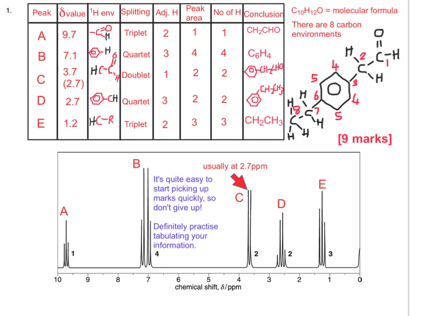So the 2 bits of advice I might pass on would be, first of all, it's quite easy to start picking up marks quickly, so please don't give up even though it might look like it's quite hard. Definitely practice tabulating your information, so it's worth going away and trying some examples out and seeing if you can put a table like this down. When you get lots and lots of space given to you, your first instinct, I know, is to try and write out as much as you can before you forget an idea that comes to you. Try to keep calm, count to 10, and write the table out and see what you can fill it with. You never know how many marks you can pick up.